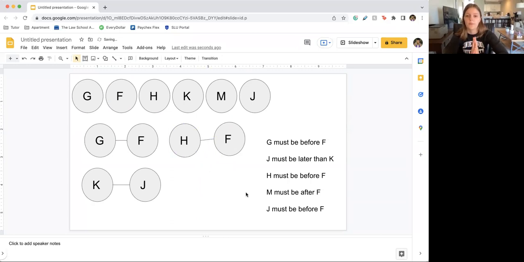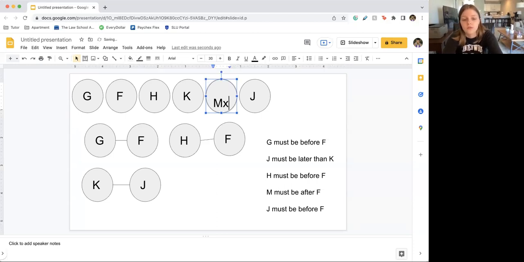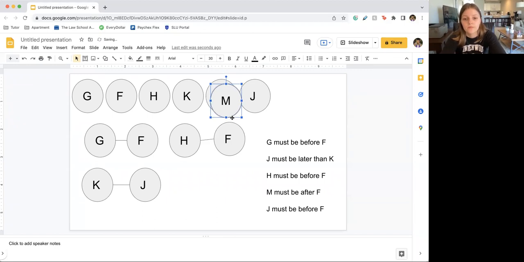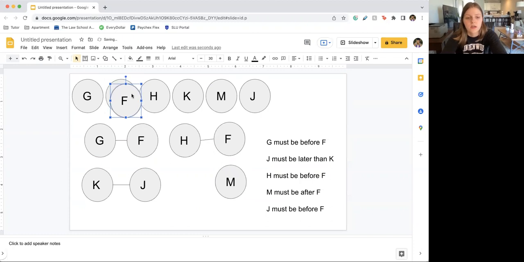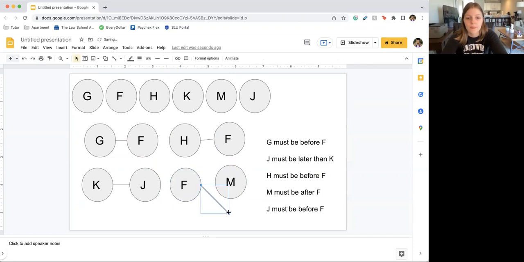Now they're chained together. The next rule says M must be after F. So again, it's not telling me it has to come immediately after F. It's just saying that it has to be after F. I don't care when, it's just after. So we have an M. And if it's after F, that means F is going to come before it. And I'm going to chain them up again.